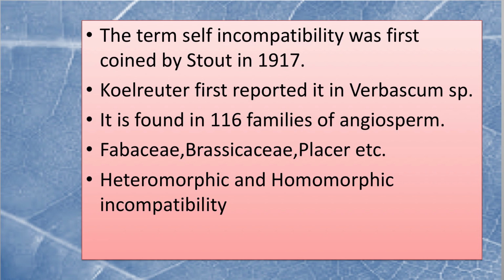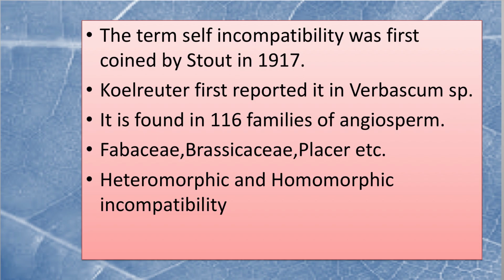This term self incompatibility was first coined by Stout in 1917. However, Kohlreuter first reported this in Verbascum species, and this is not seen in case of 1 or 2 plants. This is seen in almost 116 families of angiosperms, like Fabaceae, Brassicaceae, Poaceae. There is a mistake in this slide, that is Poaceae, P-O-A-C-E-A-E: Fabaceae, Brassicaceae and Poaceae.